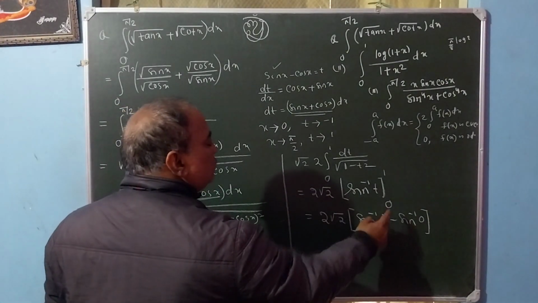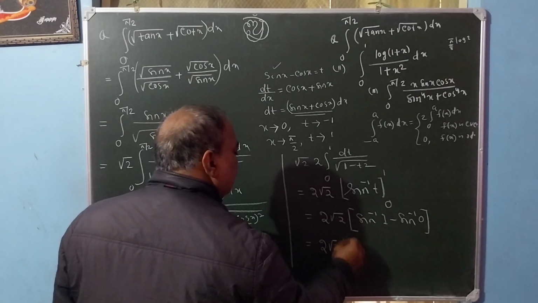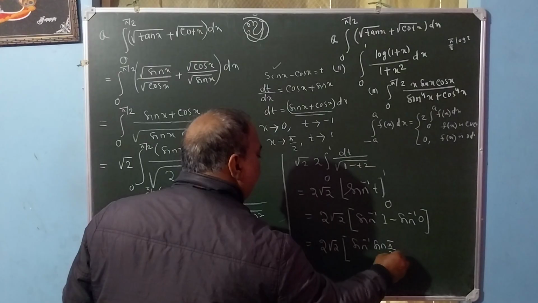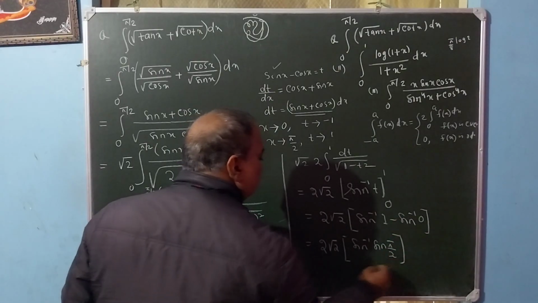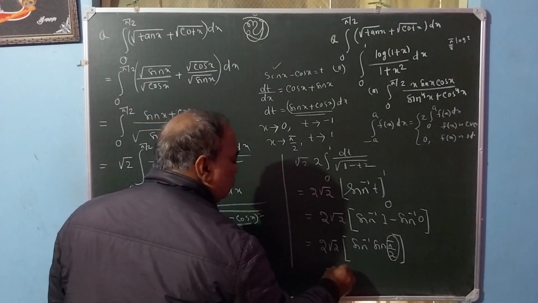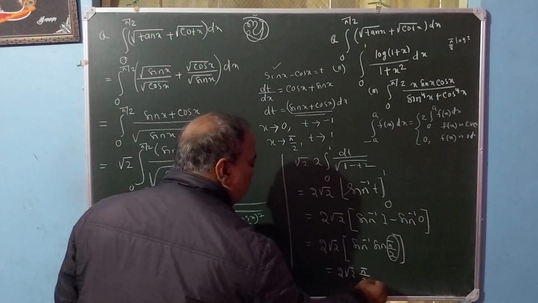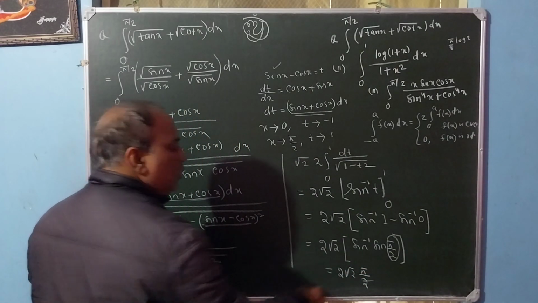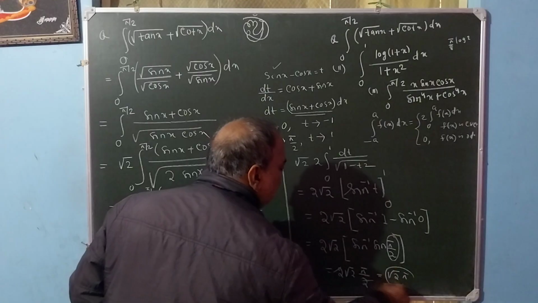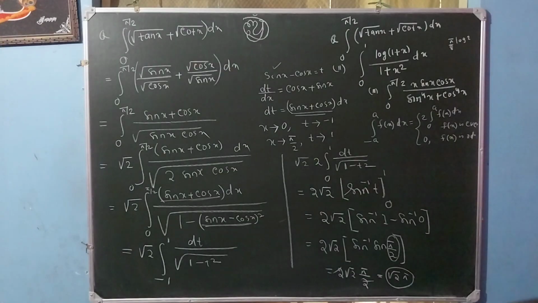Sin inverse 1, whose value is 1? Sin pi by 2. So write down 2 root 2, here it is sin inverse sin pi by 2, minus sin inverse 0, which is equal to 0. Sin inverse of sin pi by 2 is equal to pi by 2. That is 2 root 2 into pi by 2. The 2 cancels, so that is root 2 pi. This is the answer of this question.